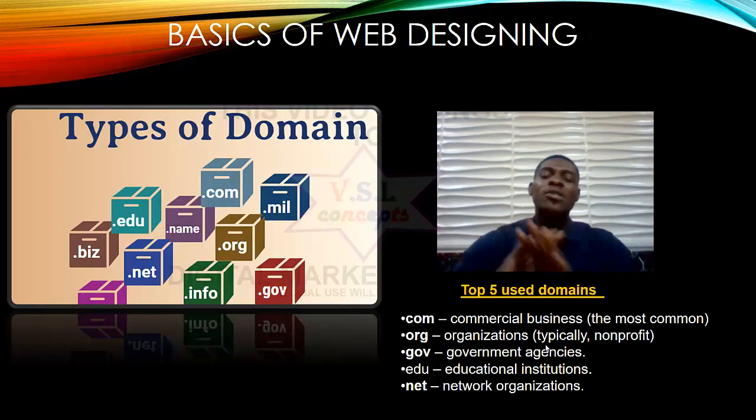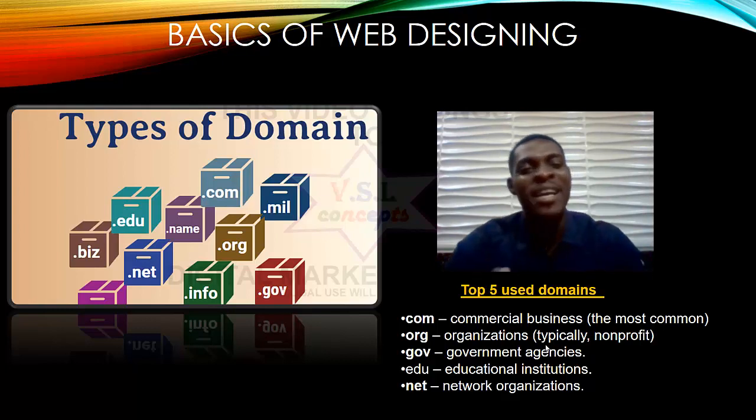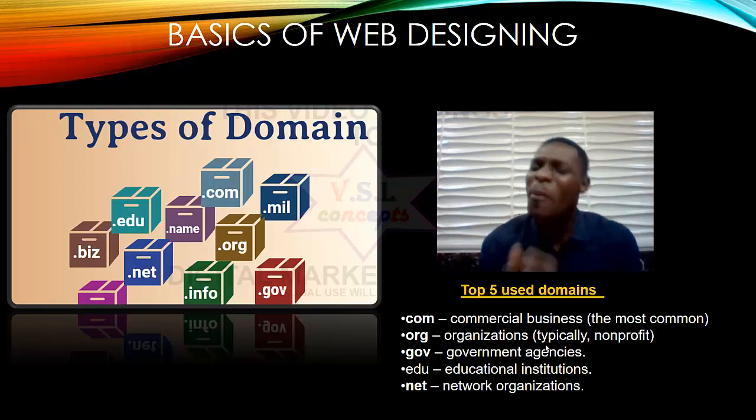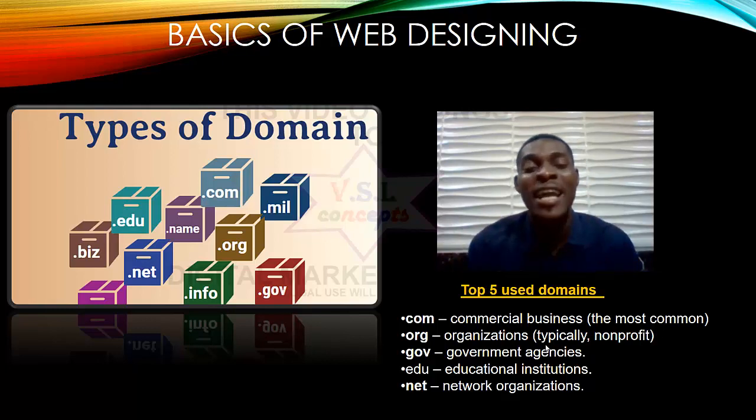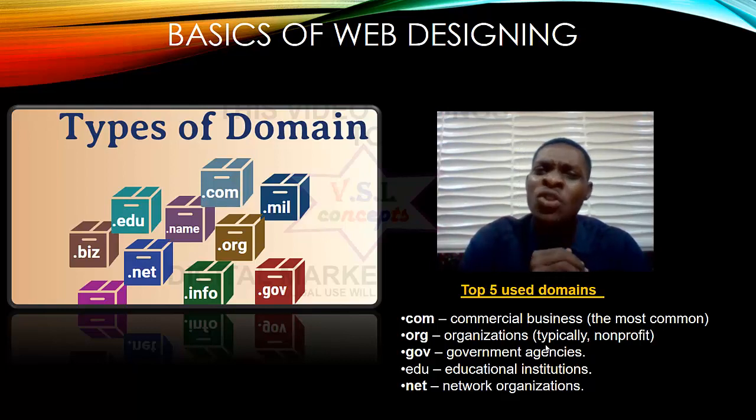Guys, we have so many types of domain names. We have .com domain name, .mu domain name, .org, .gov, .info, .net, .biz, .edu. There are so many of them. In fact, the list goes on and on. But the question is, when should one use a .com domain name? When should one use a .org domain name? When should one use a .edu domain name?